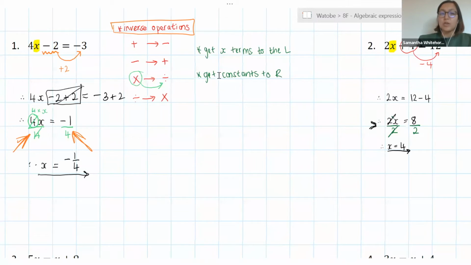Now, I saw someone also ask, do you need to ever convert it to a decimal? You can, but you don't have to. I prefer fractions, but if you write it as negative 0.25, that is fine. But like I say, fractions are preferable. So Hleko, does that make a little bit more sense, where you got that negative 1 over 4?